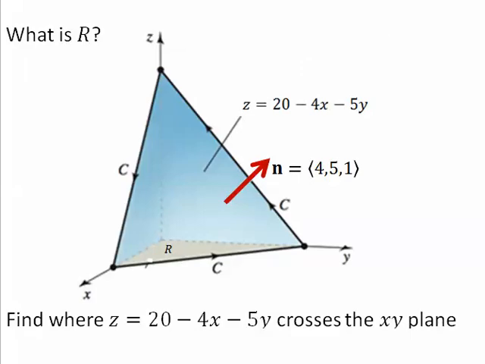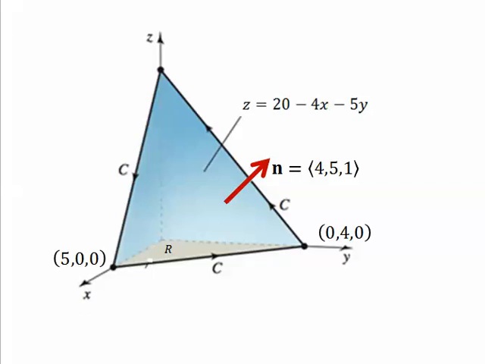We need to find where the plane crosses the xy plane. So let's look at that. If z equals 20 minus 4x minus 5y, if both z and y equal 0, then x would be 5. So it crosses the x-axis at (5, 0, 0). And again, looking at z equals 20 minus 4x minus 5y, if z equals 0 and x equals 0, then y would have to be 4. So those are our 2 points.